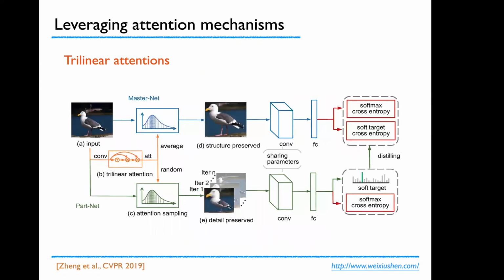Beyond that, Zheng et al. developed a trilinear attention sampling network to learn fine-grained details from hundreds of part proposals and efficiently distill the learned features into a single CNN. And the trilinear attention is also related to the higher order feature interactions in the rest portion of the tutorial.